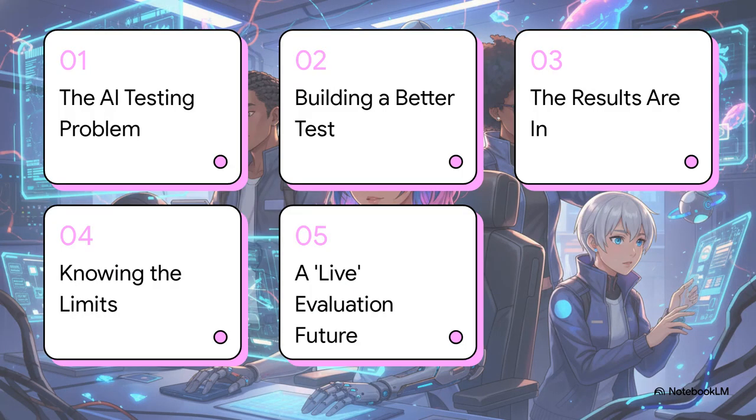All right, so here's how we're going to break this down. First, we'll get into the huge problem that exists in AI testing right now. Then, we'll look at this new tool, ClawEnvKit, and how it plans to solve it. After that, we'll dig into the actual results, talk about the limitations, because that's important, and then wrap up with what this could all mean for the future of AI.